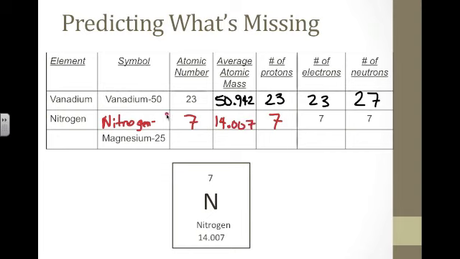14.007. So how do I figure out this mass number? Remember, mass number is just protons plus neutrons, so 7 plus 7, this would be nitrogen 14, because it's 7 plus 7.